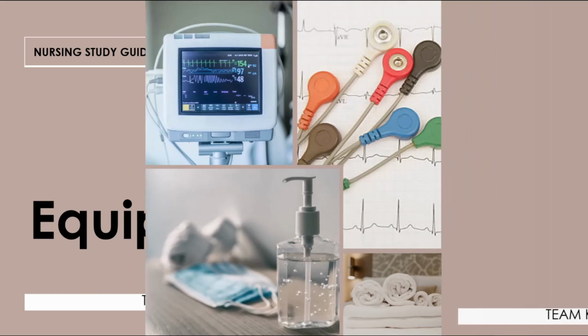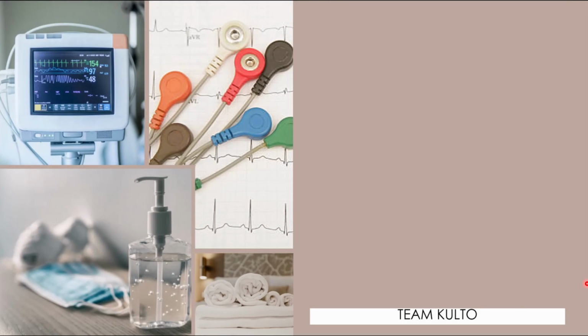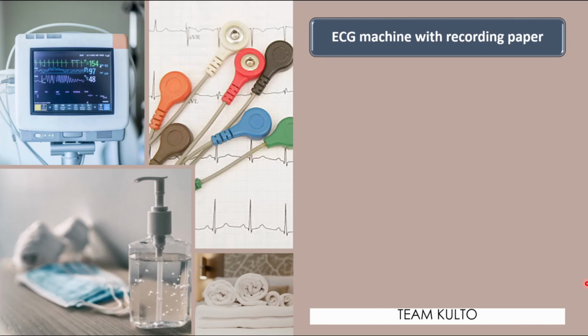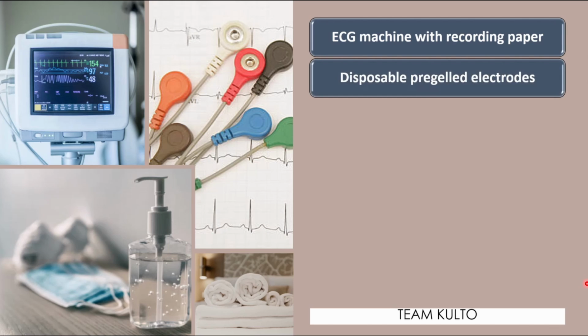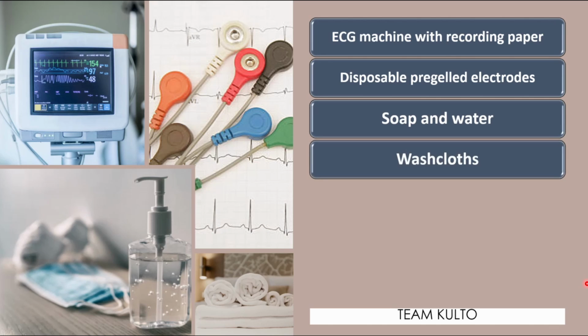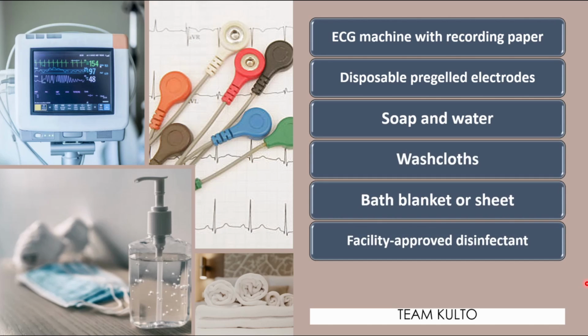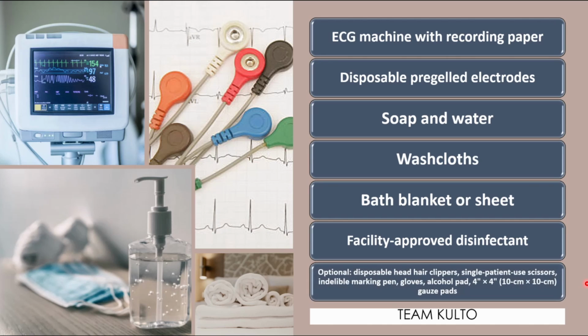Now, mind you guys, this is according to Lippincott procedures module o yung guidelines. Okay? So, ano yung mga gagamitin mo? Meron ka dyang ECG machine with recording paper, of course. You have your disposable pre-gelled electrodes. You have your soap and water, washcloths, bath blankets or sheet, facility approved disinfectant. Optional po ito, disposable head hair clippers, single patient use scissors, indelible marking pen, gloves, alcohol pad, yung ating 4x4 or 10 centimeters by 10 centimeters gauze pads.